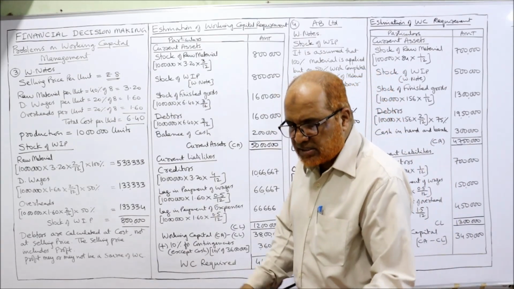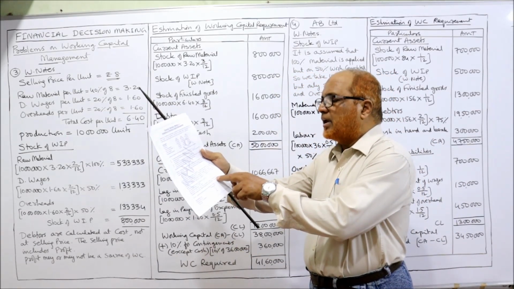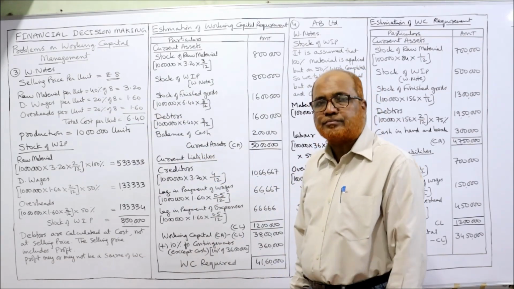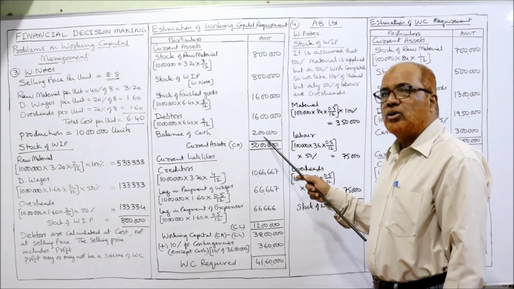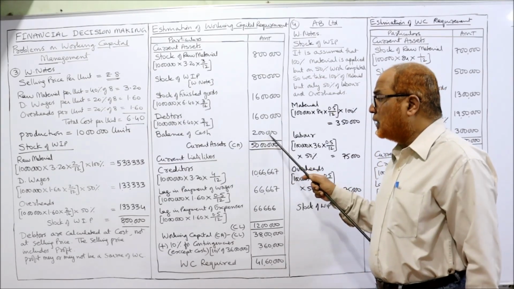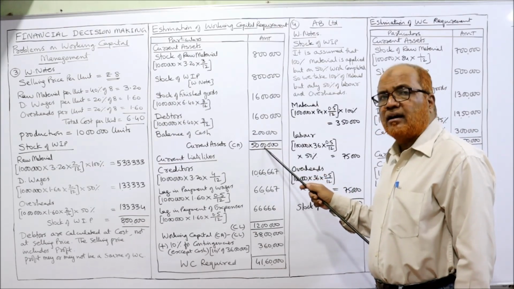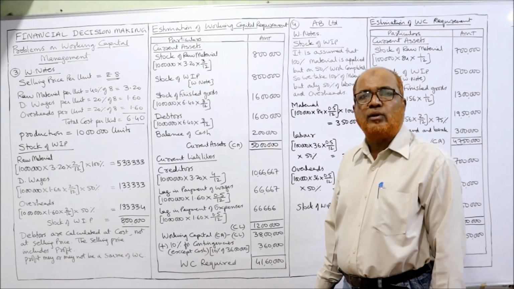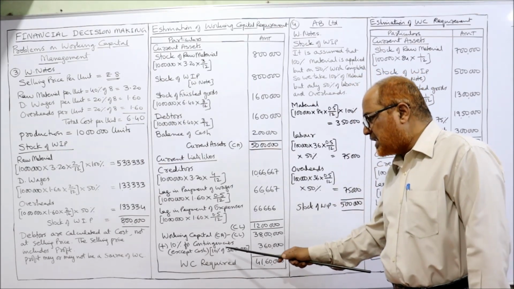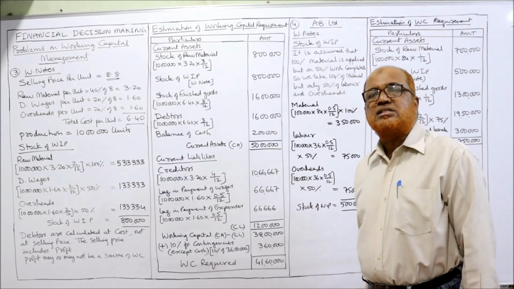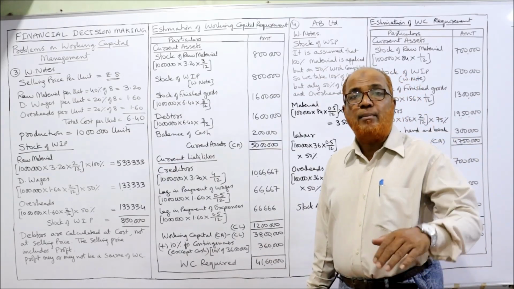Now, one point is given in the last sentence. You are required to make a provision of 10% for contingencies except cash. How much is the cash here? 2 lakh. Remove cash 2 lakh. If you remove 2 lakh, it will become 48 lakh. So 48 minus 12, you'll get 36. So 36 lakh into 10%, you'll get 3,60,000 as 10% for contingencies, emergency.